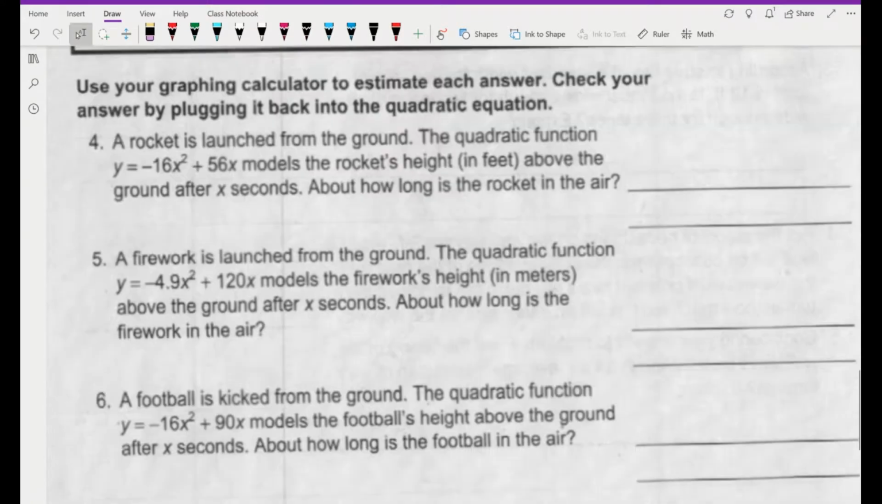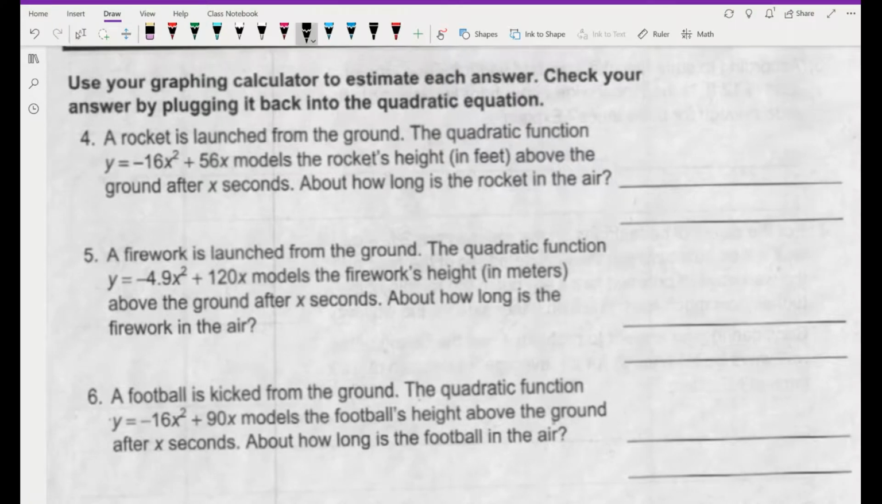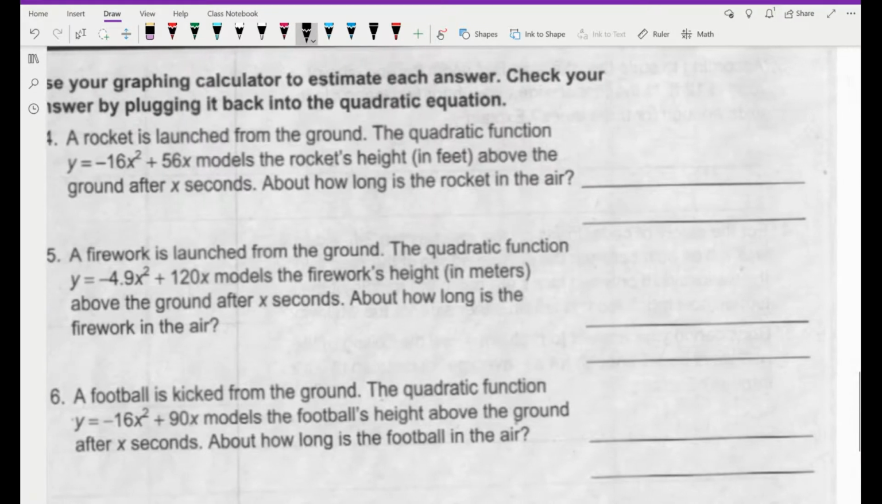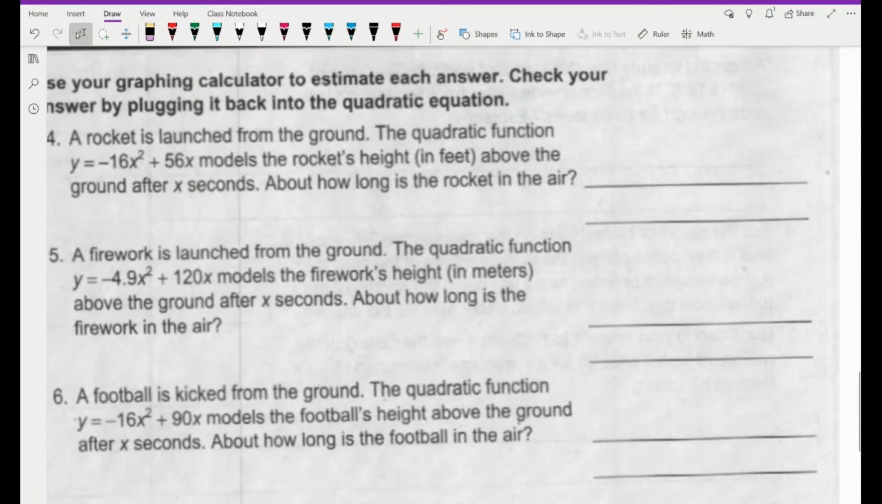Now let's look at number 4. It says using a graphing calculator, which we're not going to be using. If you do have one, you can always type this in, and it's actually good practice. But for this video, we'll just solve these using a simple scientific calculator. So, a rocket is launched from the ground. The quadratic function y equals negative 16x squared plus 56x models the rocket's height in feet above the ground.